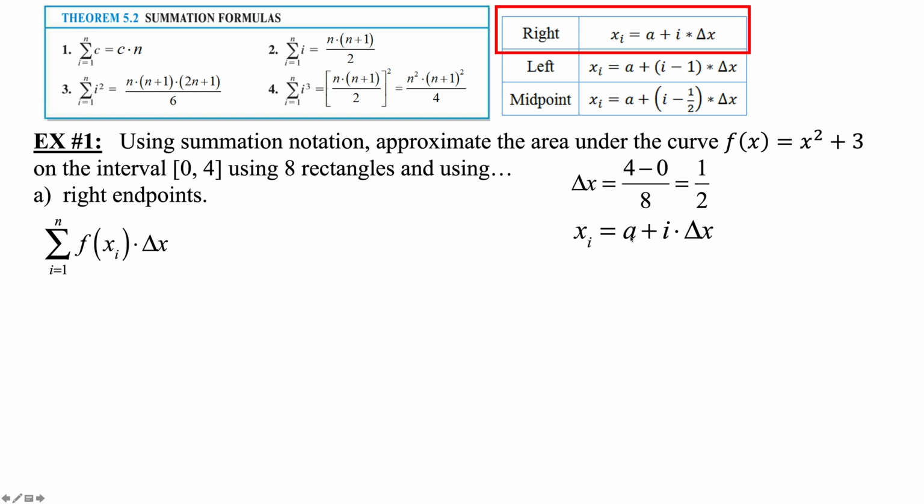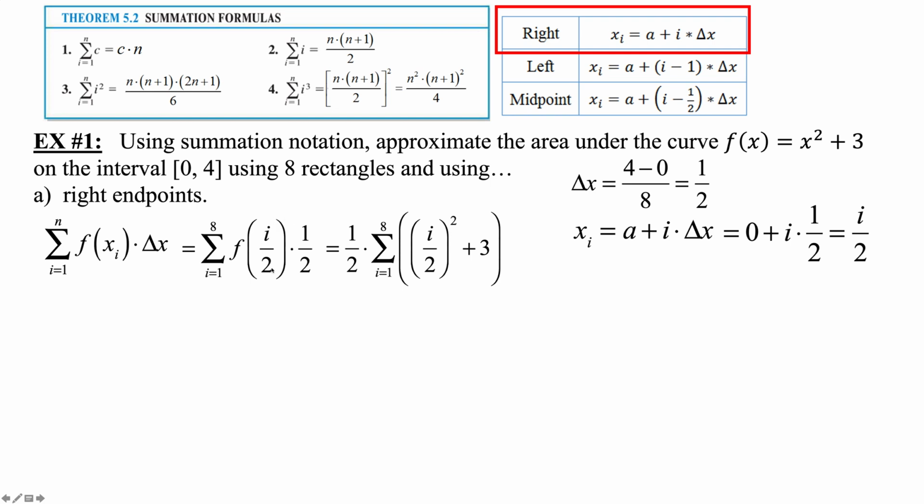So we had a 0 for a, let's put that in, plus i times 1/2, that's your change in x. So that's going to give us i over 2. That's my x sub i, so that we're going to replace right here. And in doing so, this is my function now in my summation from i equals 1 to 8. And now f of i, so when i is 1, we'll put a 1 here. When i is 2, we'll put a 2. Then a 3, a 4, a 5, a 6, a 7, and 8.